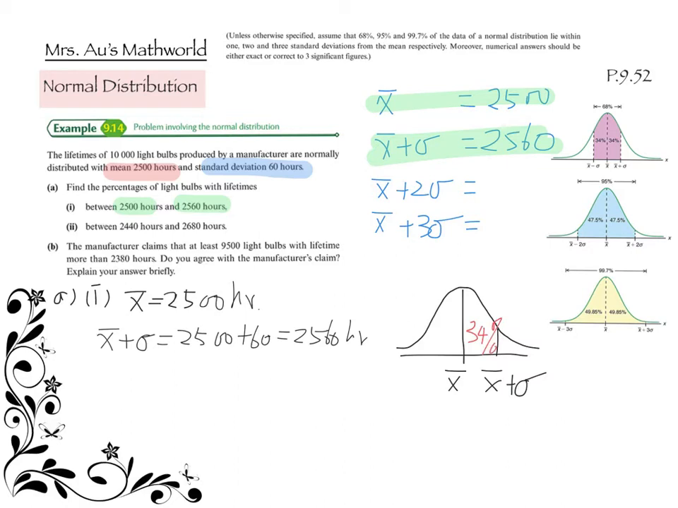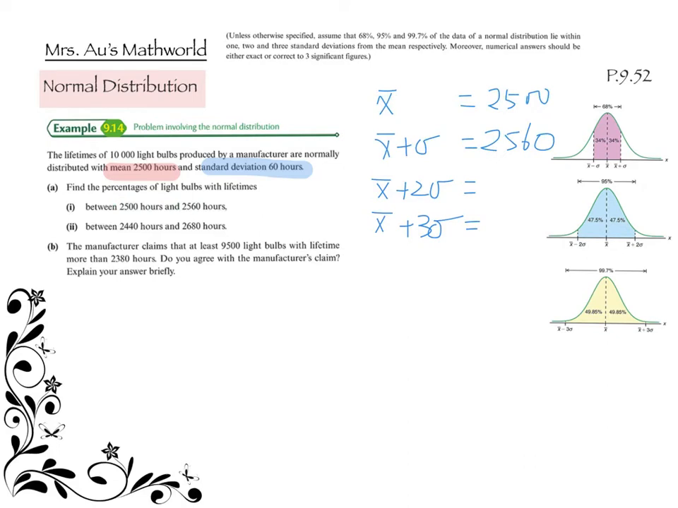The values of the positions are 2,500 and 2,560 hours. Therefore, the answer will be 34%. So the steps are basically the same for most of the questions. So part A1 is done. We also do it similarly for part A2.